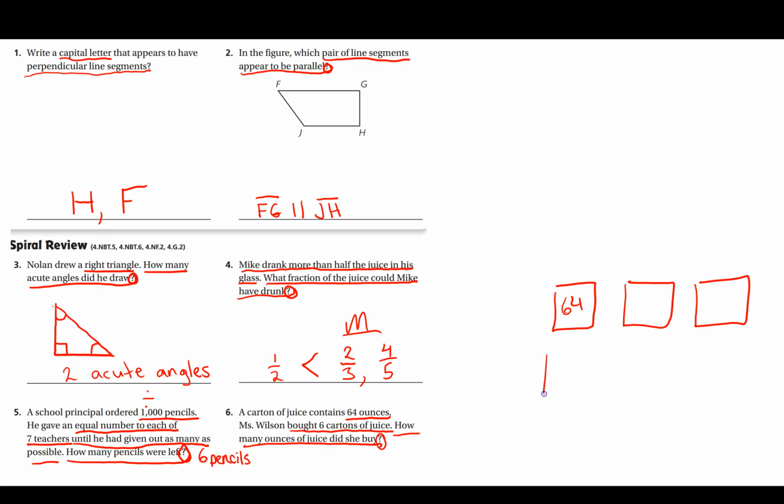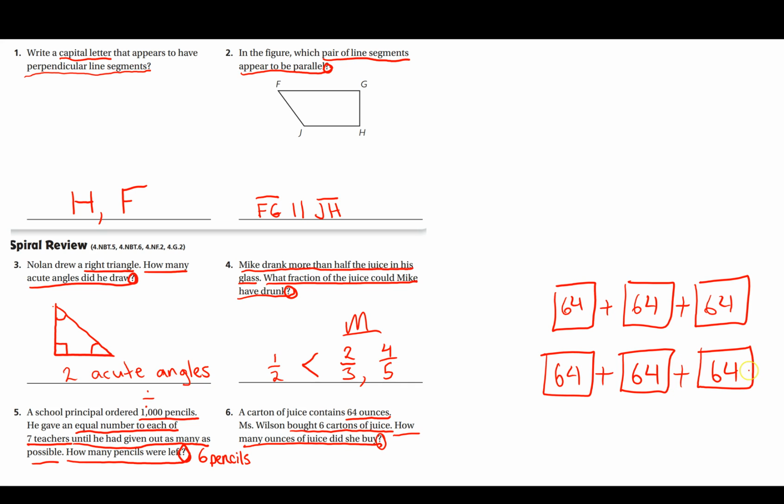So again, I could make a model to show those 6 cartons. Each one is 64 ounces. And I remember multiplication is just repeated addition. So if I wanted, I could just add all of these 64s together and then see what I got as my answer. But a quicker way to do repeated addition is to turn it into that multiplication problem. So I have the number 64, and I have it 1, 2, 3, 4, 5, 6 times.